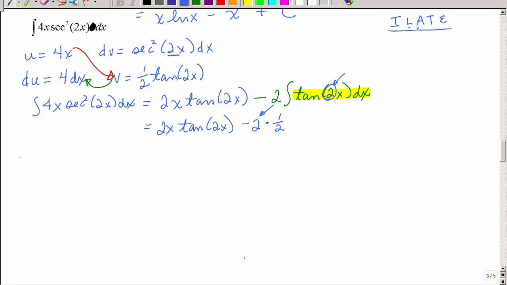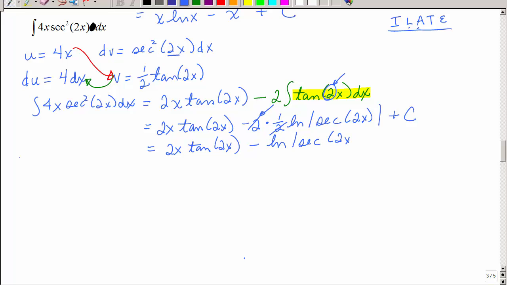And then, how did you memorize to integrate the tangent? You may have memorized it as the positive natural log of secant, or the negative natural log of cosine. Either one is okay. I'm going to use the positive natural log of the absolute value of my secant function, and of course putting that constant. So just writing this out a little bit neater. So we have minus just the natural log of the secant of 2x plus c, and yes, you need to put absolute values around that.